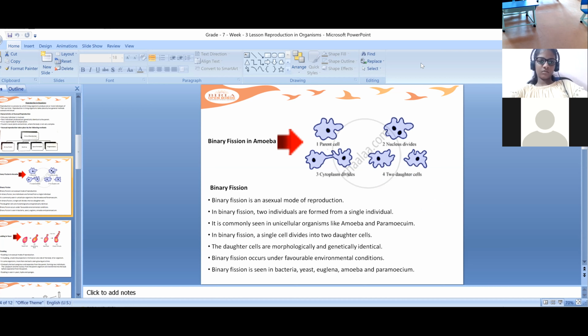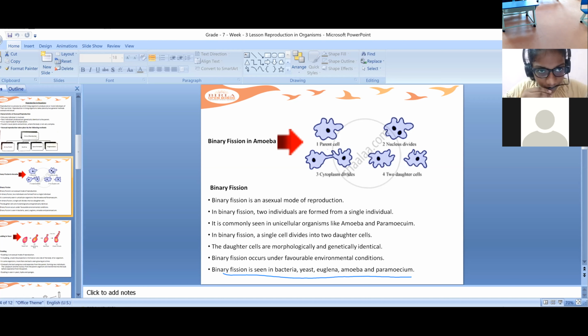So is this clear about binary fission? Binary fission is seen in bacteria, yeast, euglena, amoeba, and paramecium.